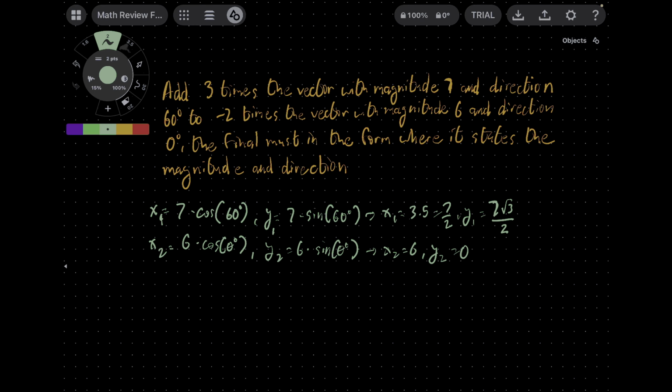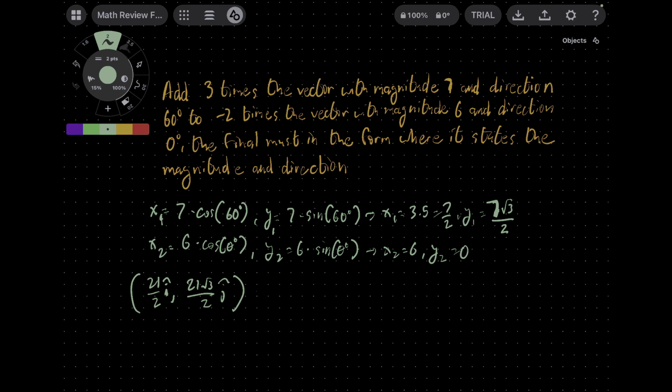So if we have the magnitude 3.5, 7 by 2, and 7 times the square root of 3 by 2, and we multiply those by 3, then 3 times x1 would be 21 by 2, so 21 by 2 i hat, then the next would be 21 times the square root of 3 divided by 2 j hat. That's just for our first thing we need to add.